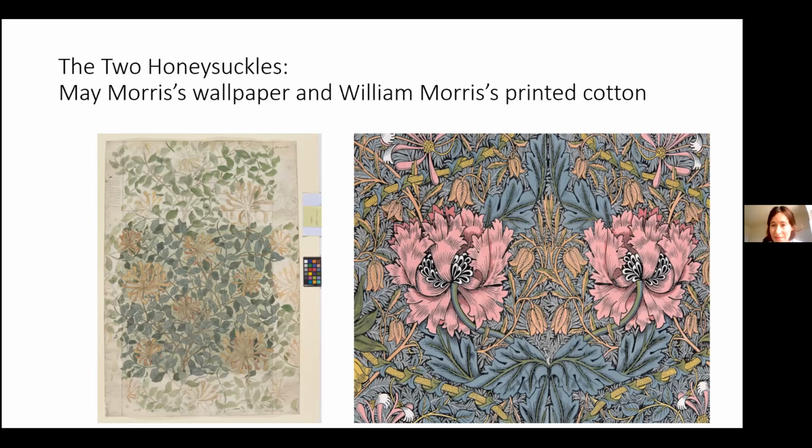So the last comment, and this really is the last comment now, is: does William or May ever comment on each other's designs? I think that's a really interesting question. I'd love to know what each of them thought about the other's design. We have comments on May Morris describing William Morris's patterns. It's more difficult to find comments on William commenting on May.